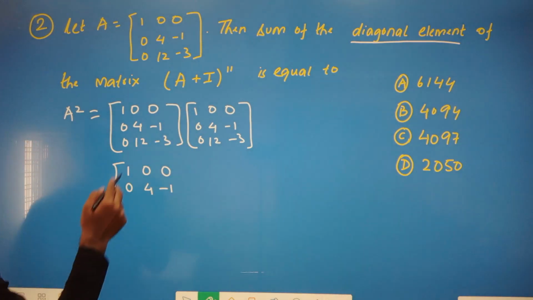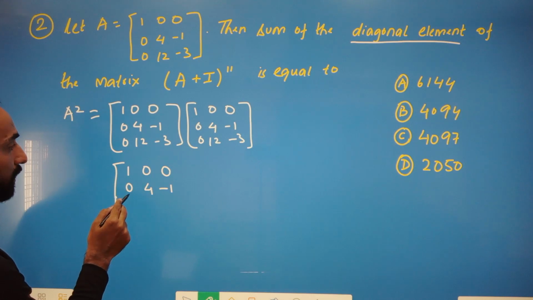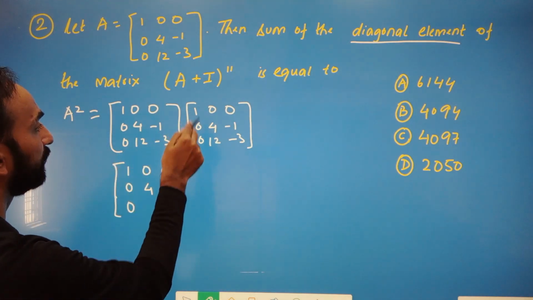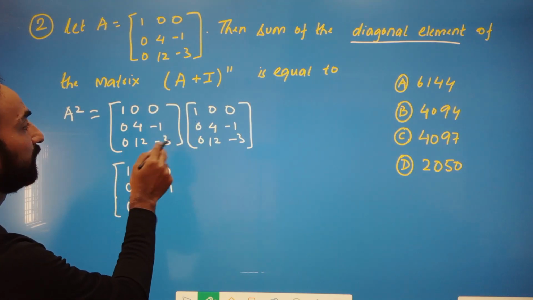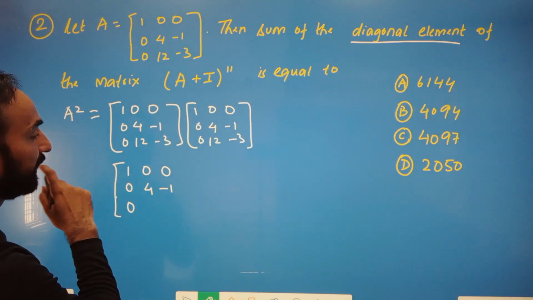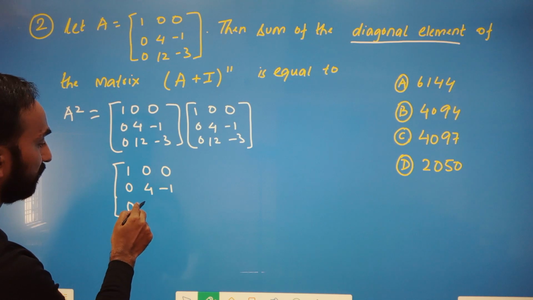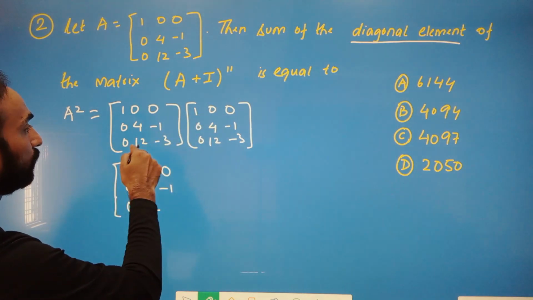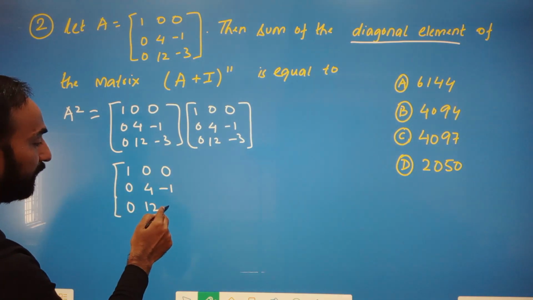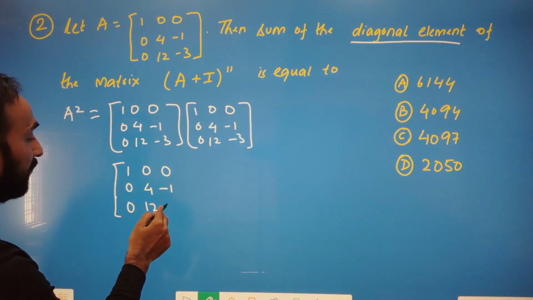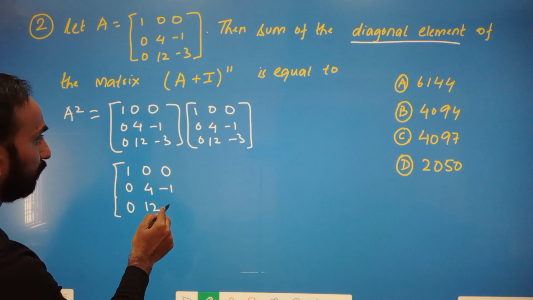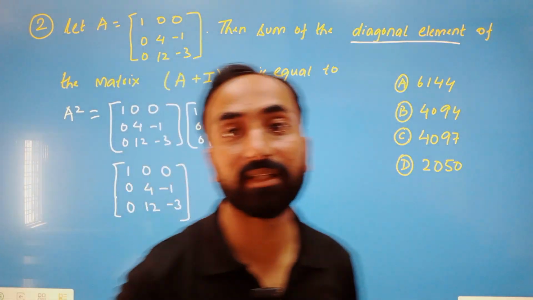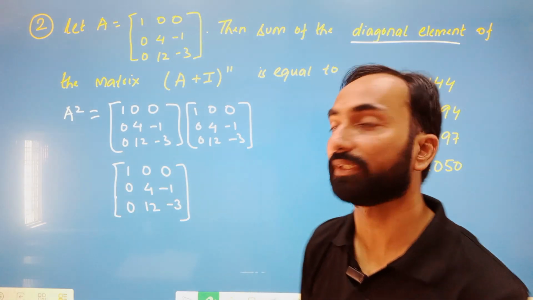Third row, first column is 0, so here it will be 0. Third row, second column will be 0 plus 48 minus 36, so it will give 12. Third row, third column, 0 minus 12 plus 9, which is minus 3. Now this is the value of A square.